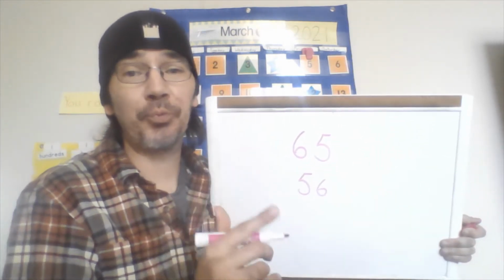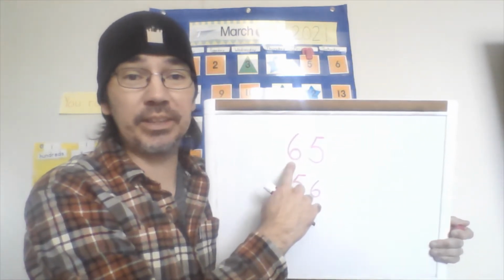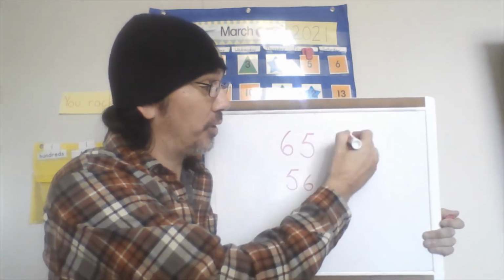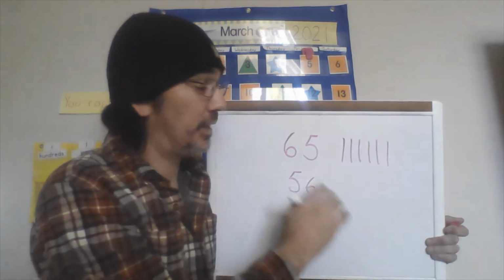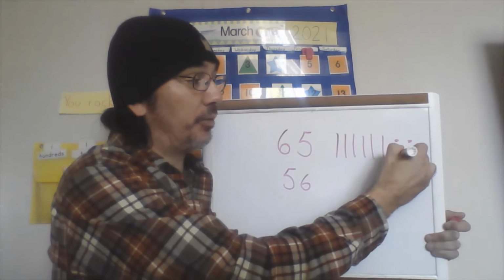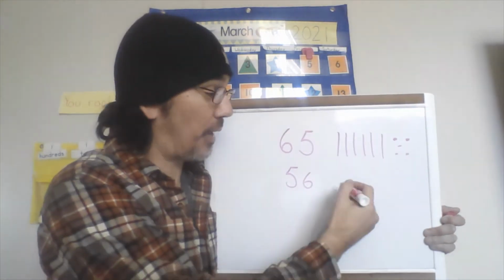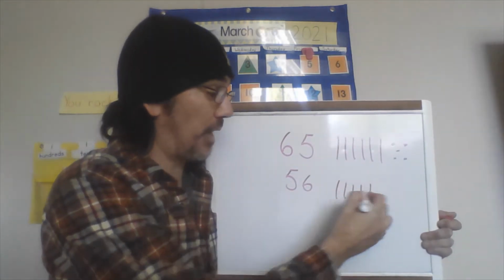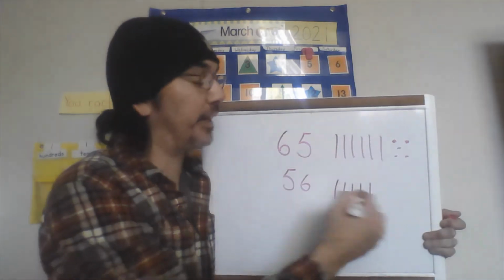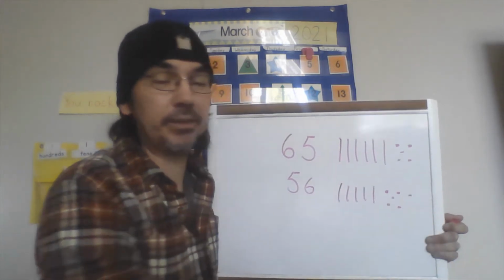There's a couple ways. Number one, we can draw a picture to help us out. How many tens are in 65? How many tens? There's 6. 1, 2, 3, 4, 5, 6. How many ones are in 65? There are 5. 1, 2, 3, 4, 5. How many tens are in 56? There are 5. 1, 2, 3, 4, 5. How many ones are in 56? 6. There you go. 1, 2, 3, 4, 5, 6.